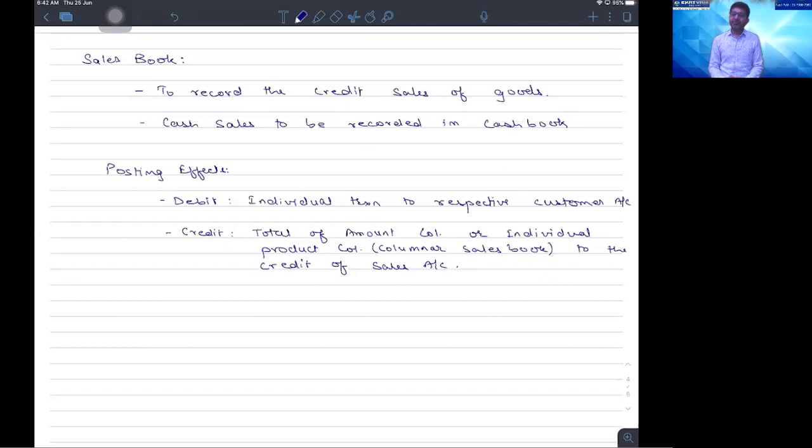That's the point of difference between your purchase book and the sales book. Therefore, when you did the posting from the purchase book, the totals were posted to the debit and individual transactions were posted to the credit. But when you are doing the posting from the sales book, the individual transactions are posted to the debit and the totals are posted to the credit of sales account. That's the point that we are supposed to remember.